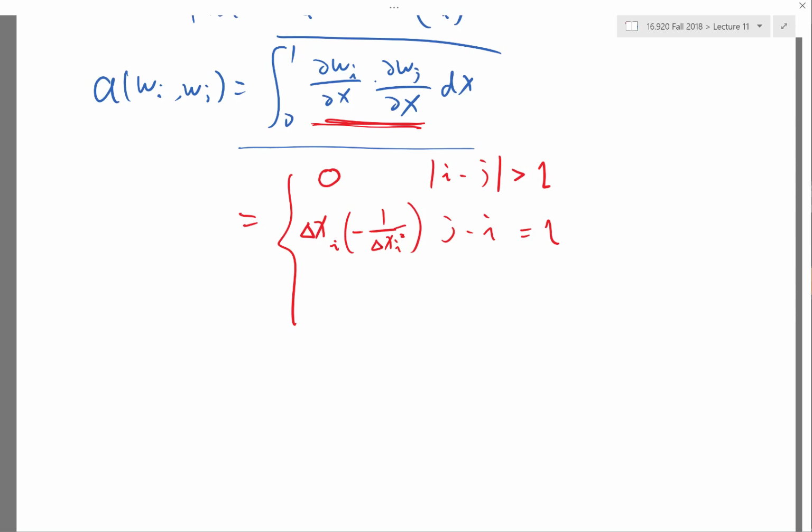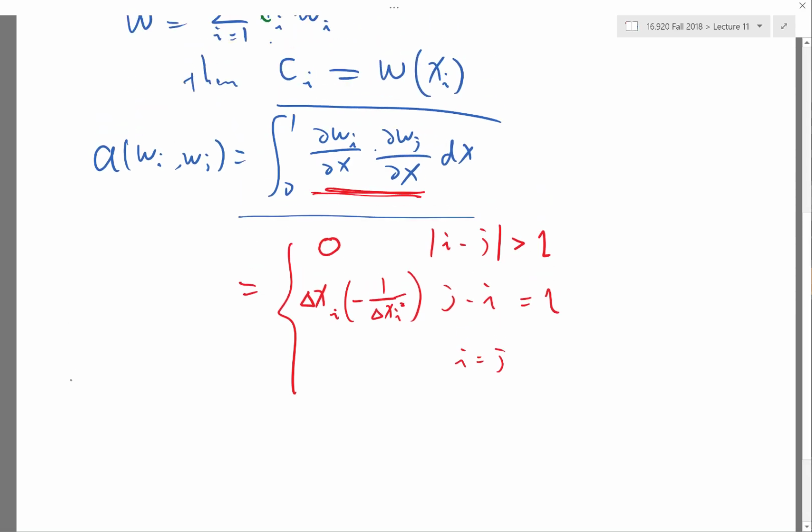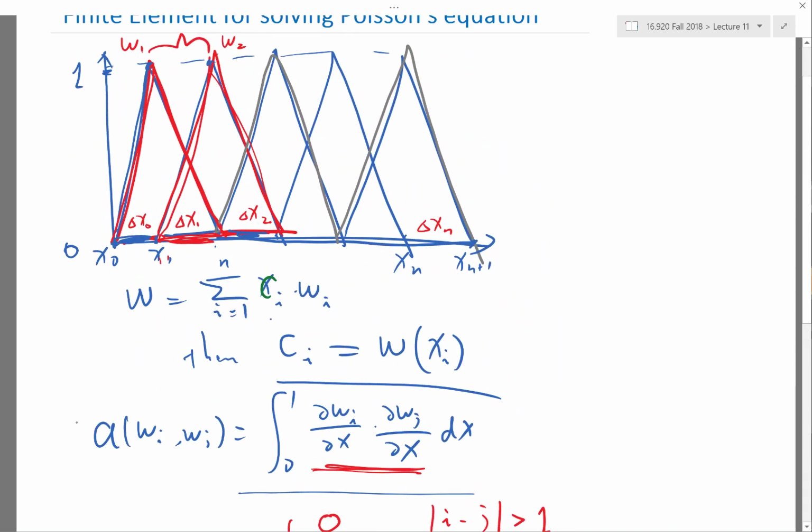Okay, and when i minus j is minus 1, of course it's the same thing, except you change the index i to j. The matrix is symmetric, I mean the bilinear form A is symmetric. Now the only last condition is i equal to j. So basically I'm going to be integrating the square of the derivative of a single basis function. And as we just said, there are two domains on which the derivative is non-zero, and in each of the domains, of course, the derivative is a constant.